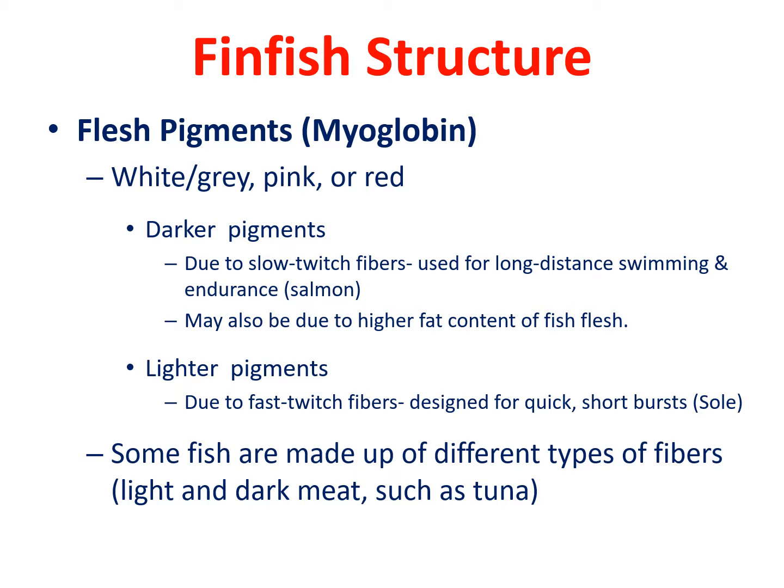Lighter pigments, you have fish that have very, very light colored flesh. They're not endurance movers. They're really sort of not moving very much at all unless there's something that is trying to eat them. So they're trying to get away from predators. And so what they have are fast twitch fibers. They move very, very quickly, but in very short bursts. And sole is a really good example.